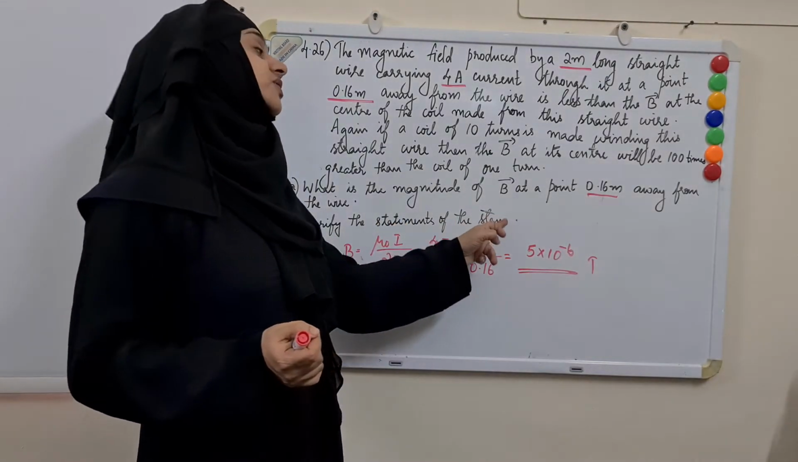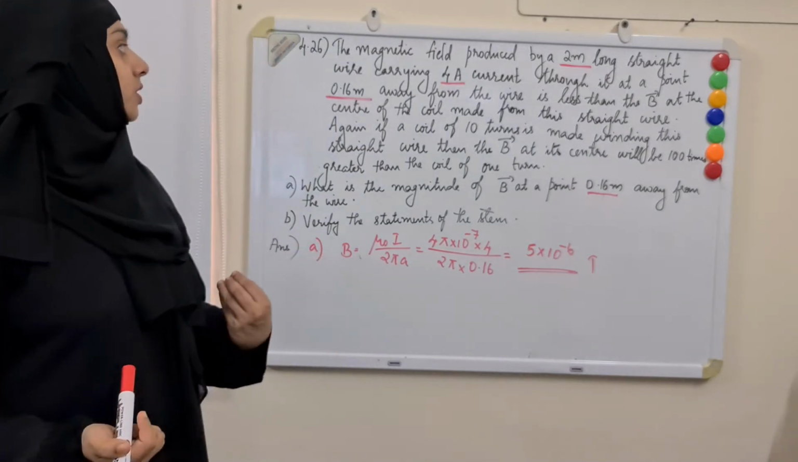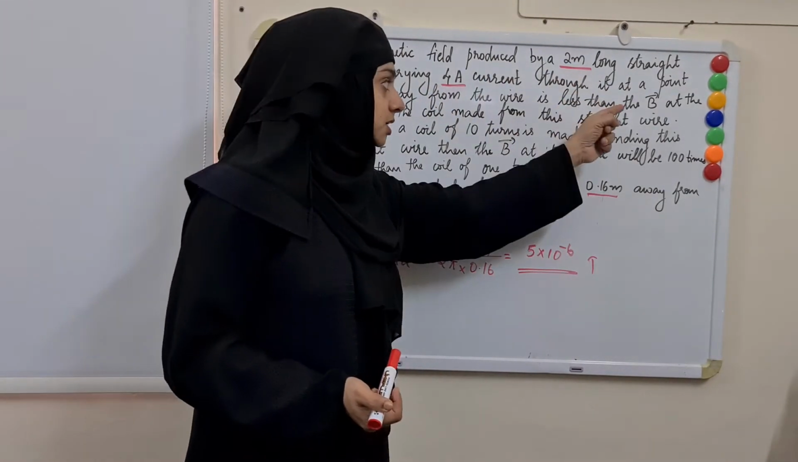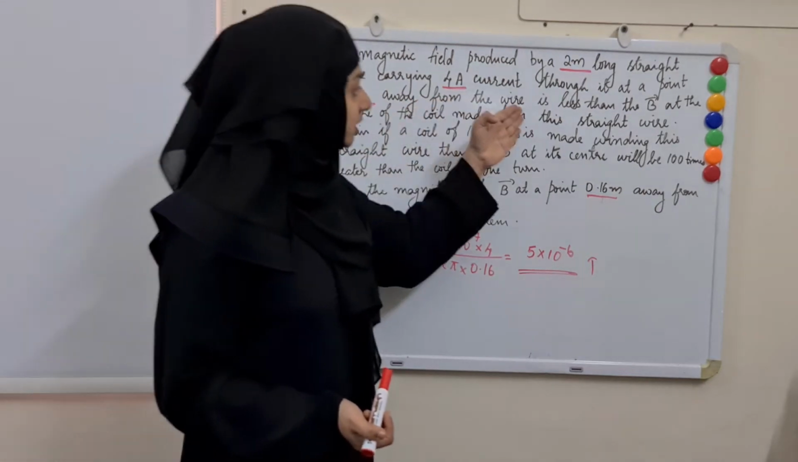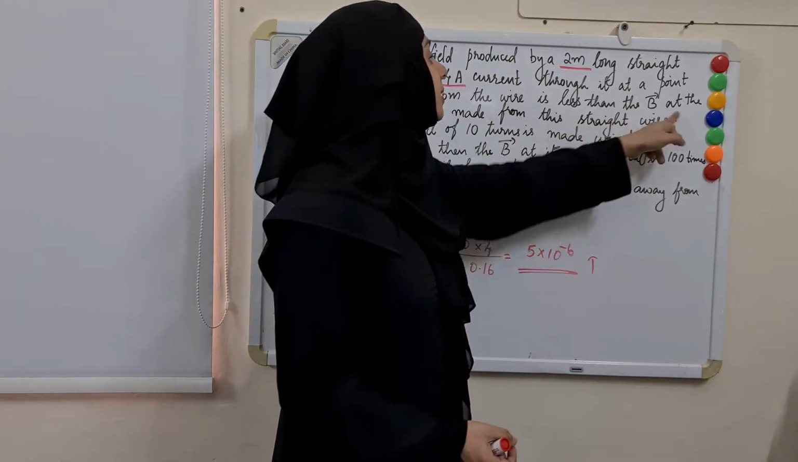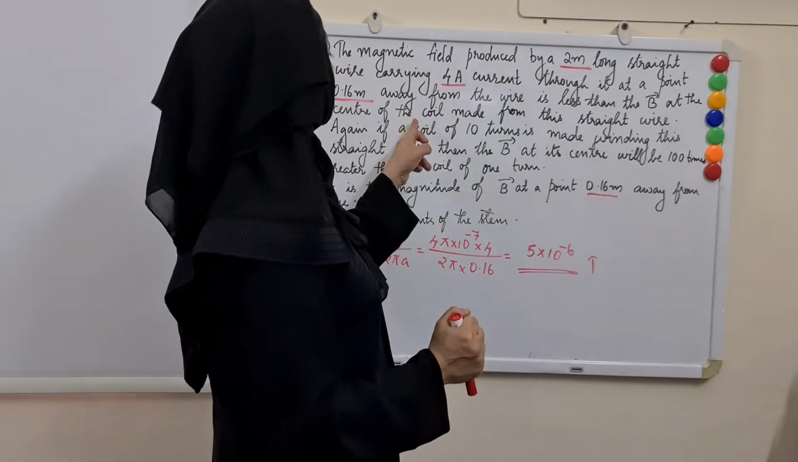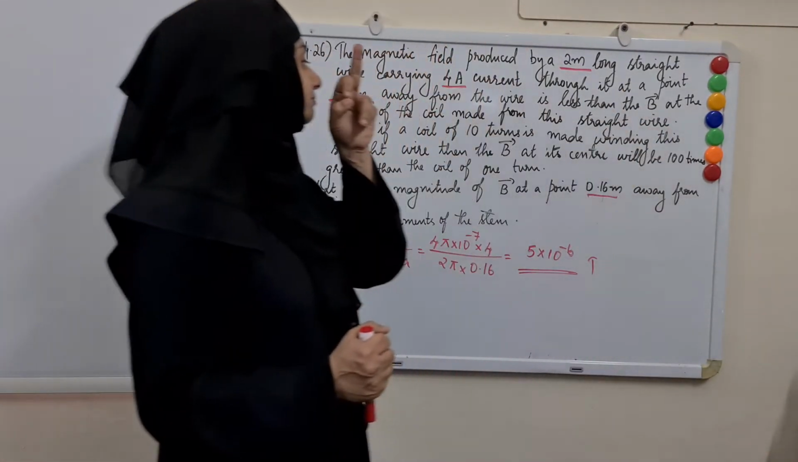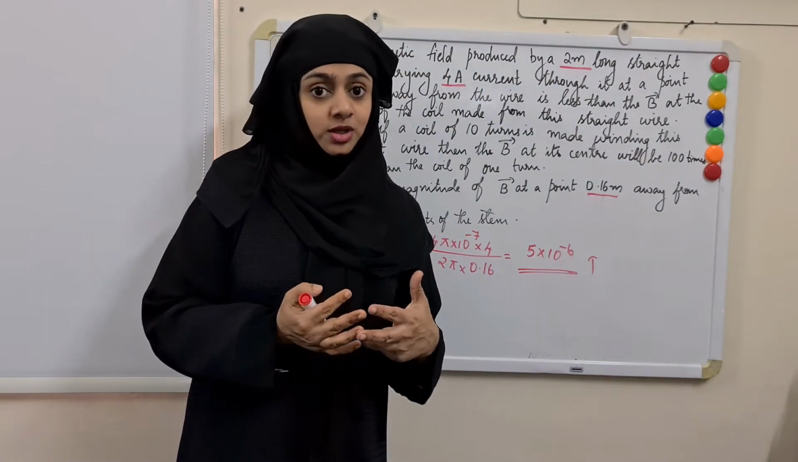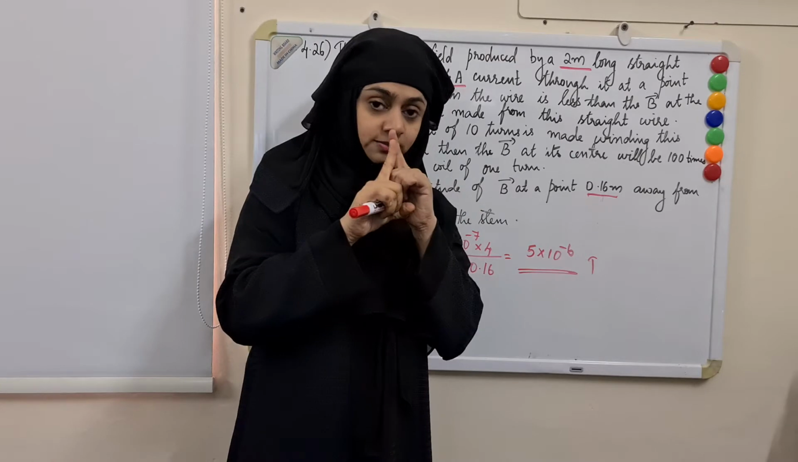Now, verify the statements of this part. So let us see what each statement is. The magnetic field produced by a 2 meter long straight wire carrying 4 ampere current through it at a point 0.16 meter away from the wire is less than, so what we found is less than the magnetic field at the center of the coil, which means we are making it round, a coil made from this straight wire. They did not tell us the radius of the coil, nothing about the coil. But this wire is wound into a coil, one single coil.